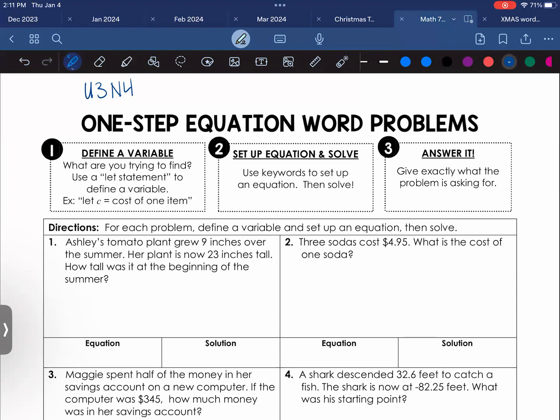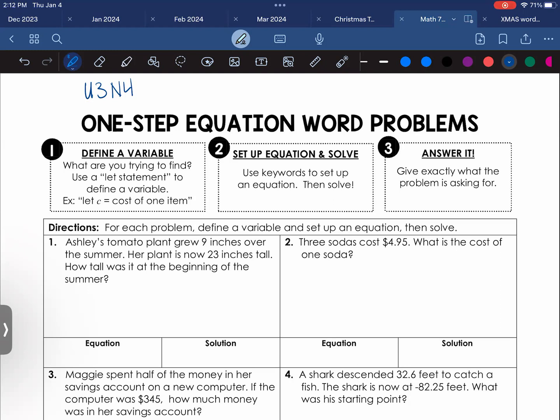If you want to use x every time, that's fine. If you want to say the word is pop and you want to use p for pop, that is also fine. So let's take a look at our 3 steps. Step number 1 is define a variable. So what I just said, you can go ahead and define your own variable. So the example is, let C equal cost of one item.